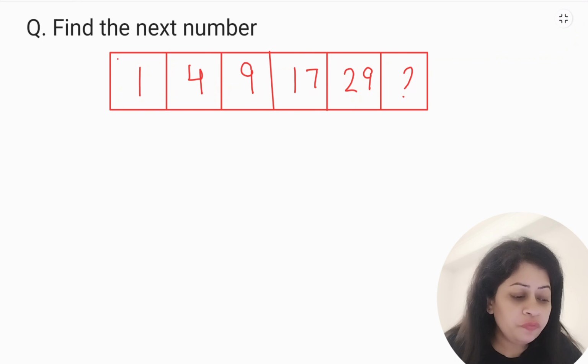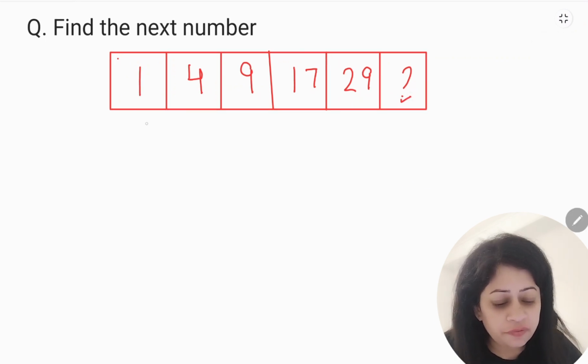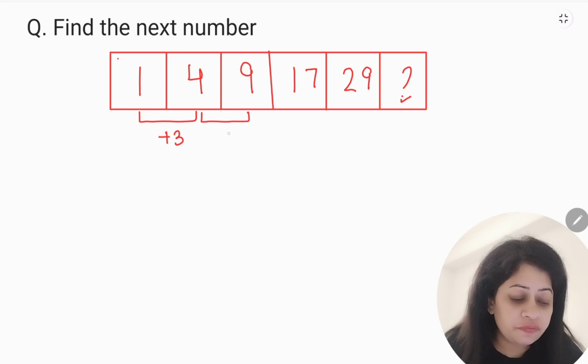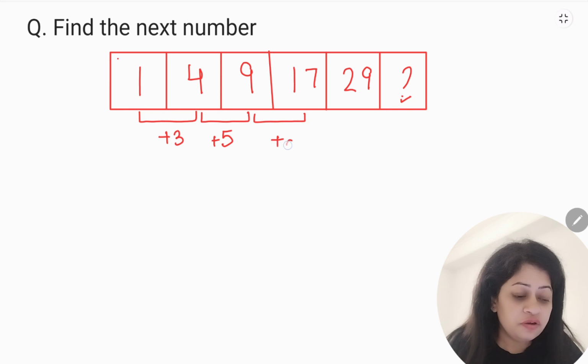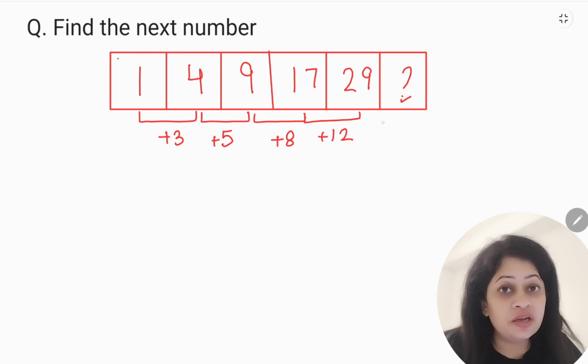So if I want to figure out this number, I will have to check what we have here, the difference. If I see the difference between them is plus 3, right? Difference between them is what? 5. They are adding 5 and then here they are adding 8, right? So this is not the same. Here they are adding what? Here they are adding 12, right? So the difference is not the same. I cannot tell which number I will have to add because here they are adding 3, here 5, here 8. So I do not know what next number I need to add to get this number, right?